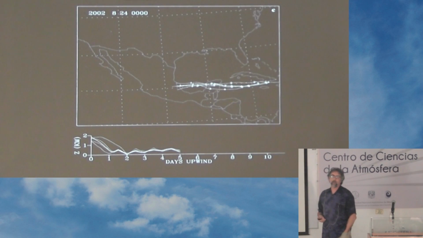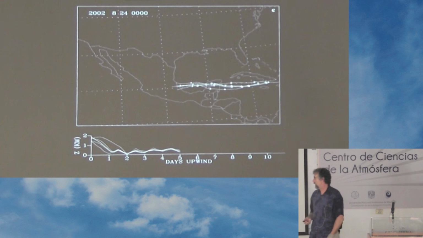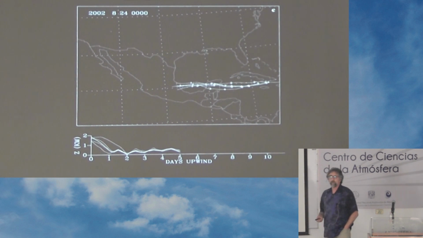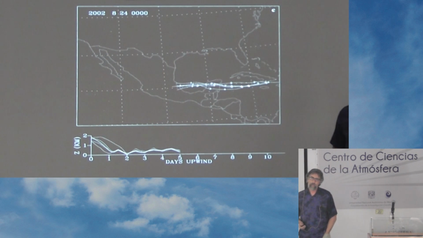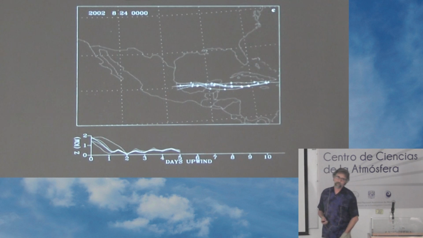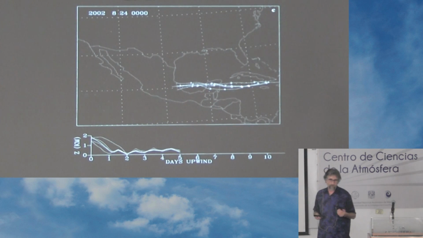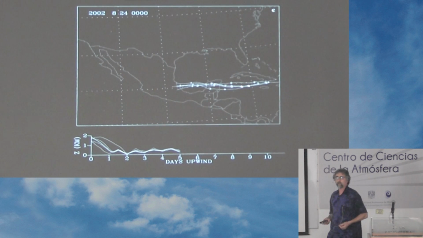Here's a couple of examples of how single trajectories can be used to help interpret air quality studies. In this case, the Contaminación Ambiental group had some samples of atmospheric deposition in Veracruz. They were interested in estimating the source regions of the contaminants that they measured.